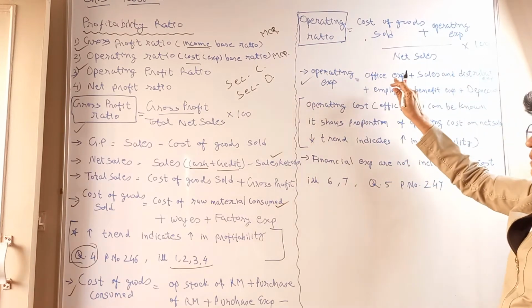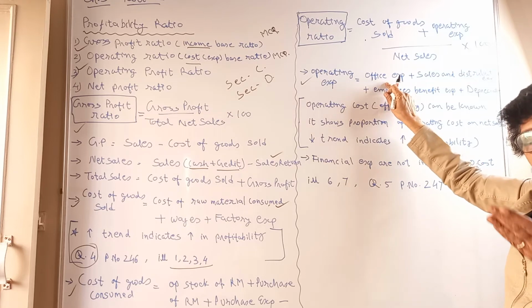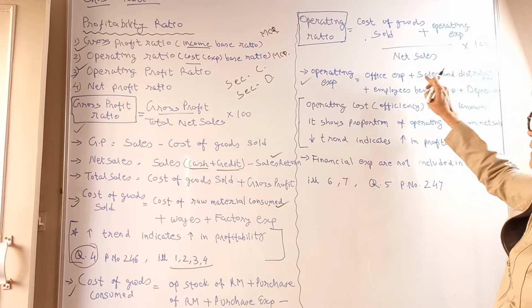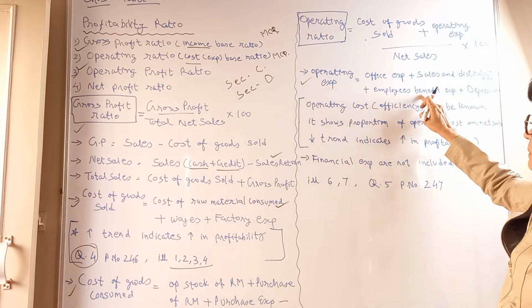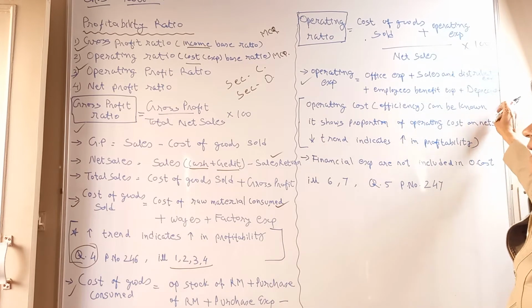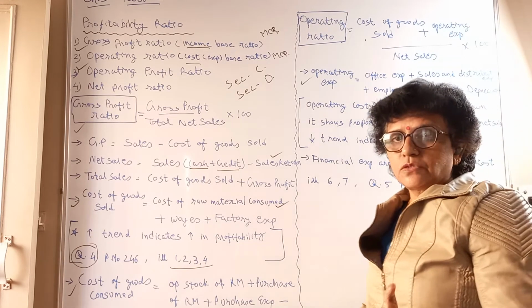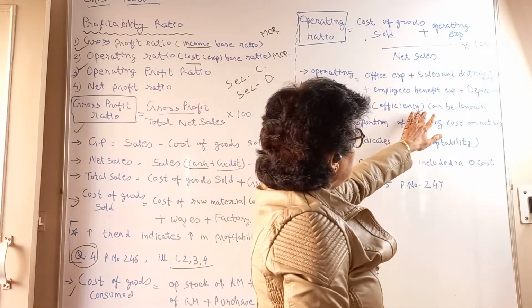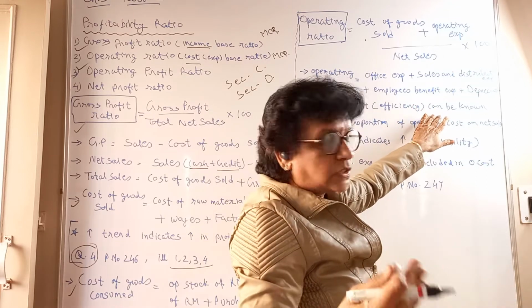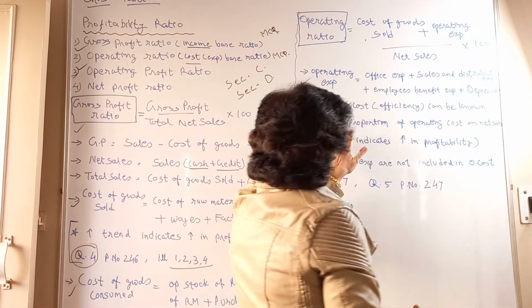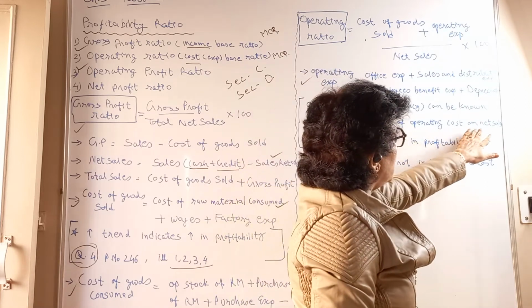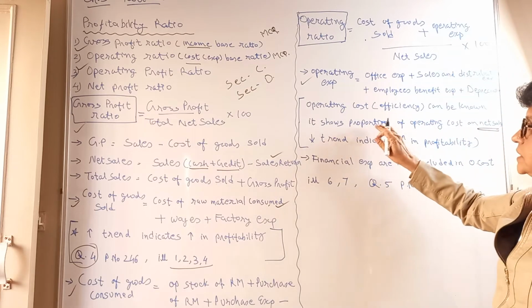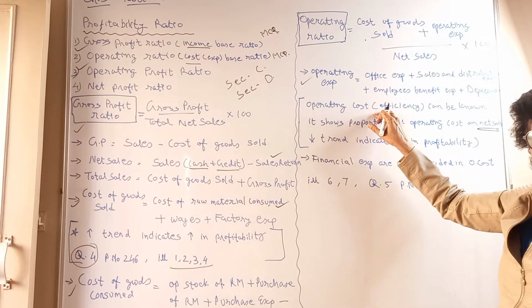Operating expense means what we are used to writing on the debit side of the P&L account. That is office expense, administrative expense, sales and distribution expense, employee benefit expense, depreciation, etc. All these expenses are to be considered as operating expense. Now, operating cost efficiency is what this ratio gives us information about. It shows the proportion of operating cost on net sales. In net sales, how much is the proportion of your operating cost.